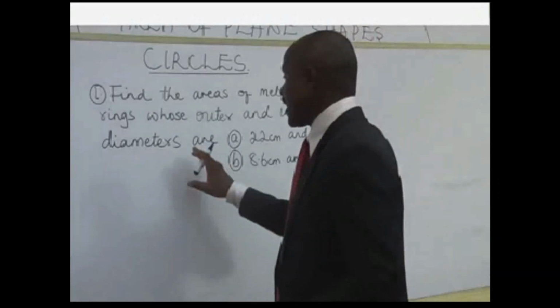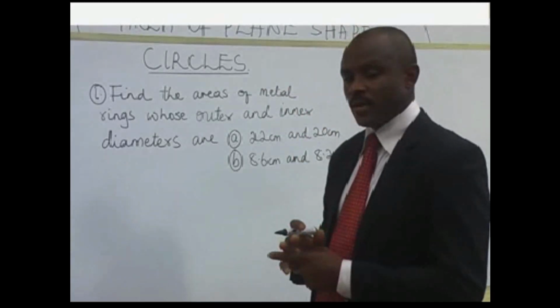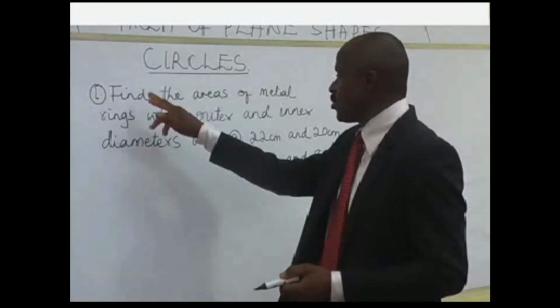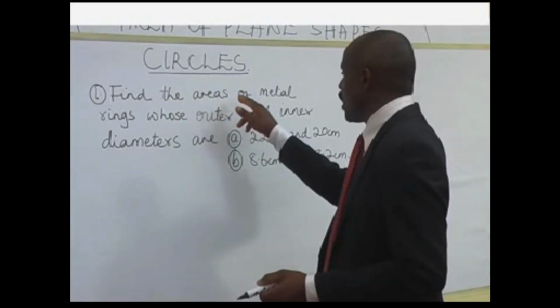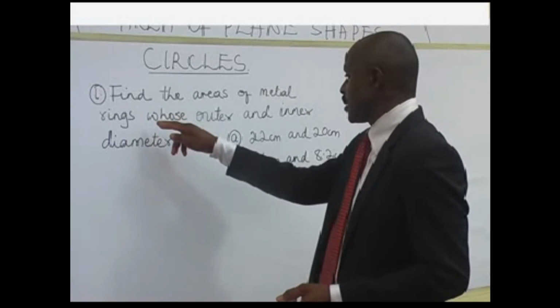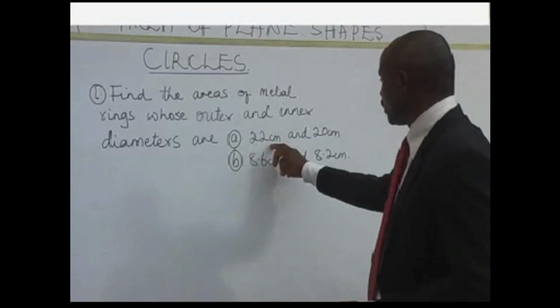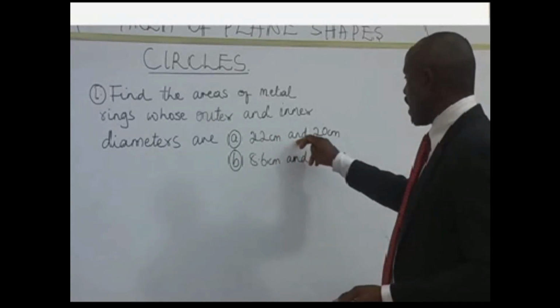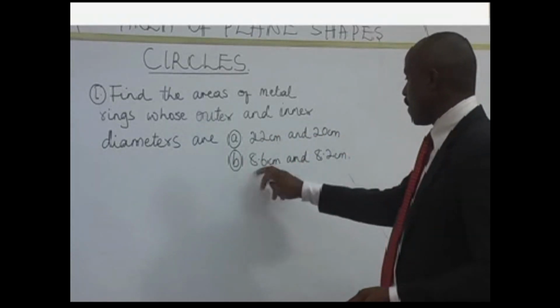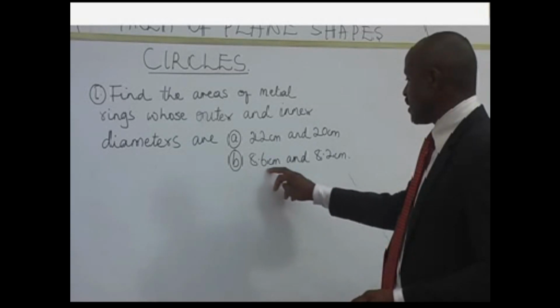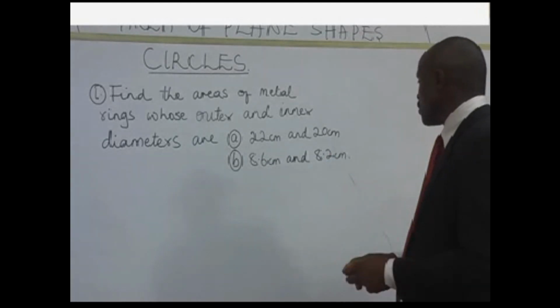Now we have entered into area in circles. And the first question says that we should find the areas of metal rings whose outer and inner diameters are 22 cm and 20 cm, 8.6 cm and 8.2 cm.